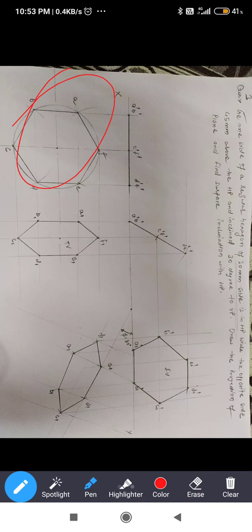The onward topics, projection of solids and sectioning of solids, are all interconnected with each other. So if you have a good knowledge of this topic, you can easily clear the other topics, projection of solids as well as sectioning. So this is all about this question.